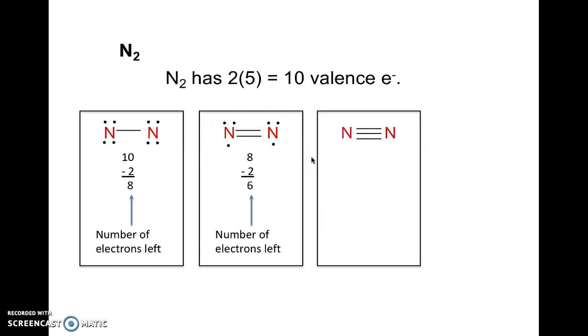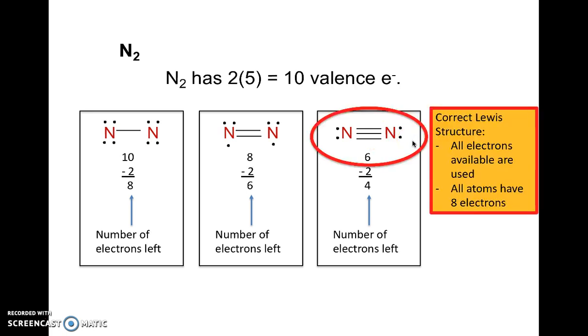So I need to triple bond this. Okay, now I had 6 left over before I did my triple bond. I did my triple bond. I now have 4 left over. If I put in 4 dots, we've got 2, 4, 6, 8 on each nitrogen. Perfect. I've fulfilled my 8 electrons.